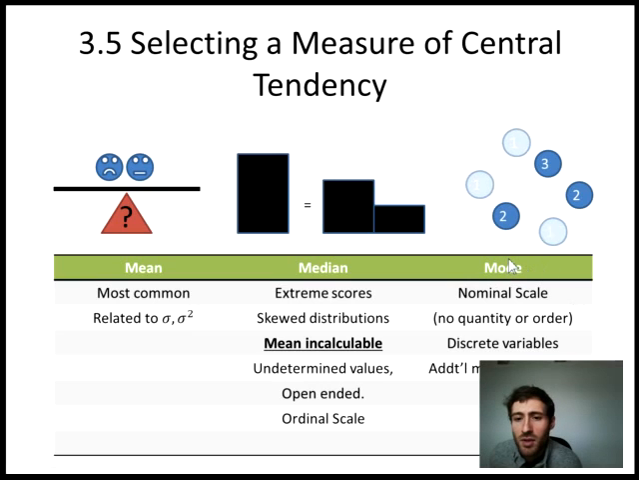And then mode, what's left for that? The nominal scale variables, like what kind of car do you drive, what's your major in school, and you also can use the mode when you're looking at discrete variables. So for example, number of children, you don't want to report a median of 1.2 children because nobody has 1.2 children, so you're just going to pick the most common value.